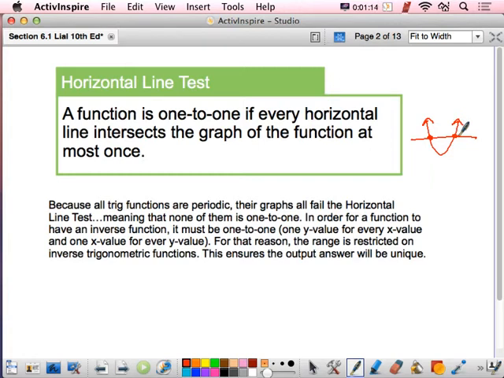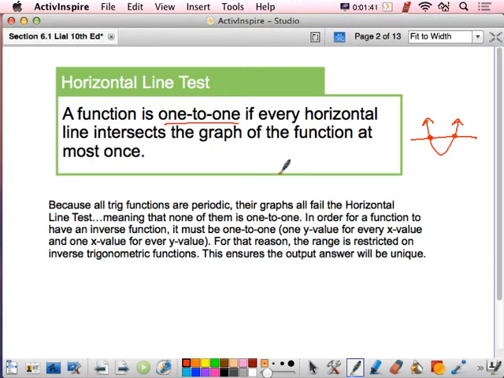In order for a function and its inverse to be a function, it has to pass both the vertical and horizontal line test. And when that happens, we call that 1 to 1. Now here's the problem. Because all trig functions are periodic, their graphs all fail the horizontal line test because it happens over and over again. So they'll pass the vertical line test, but they will fail the horizontal line test. That means that none of them is 1 to 1.